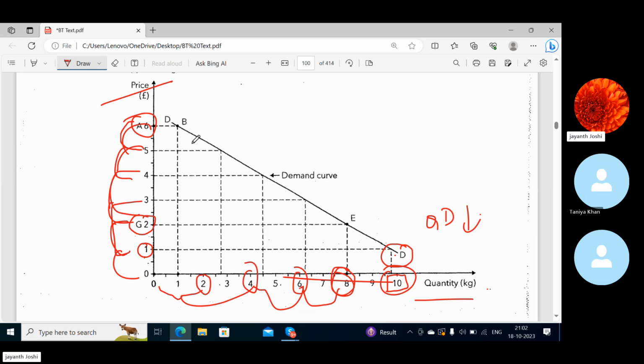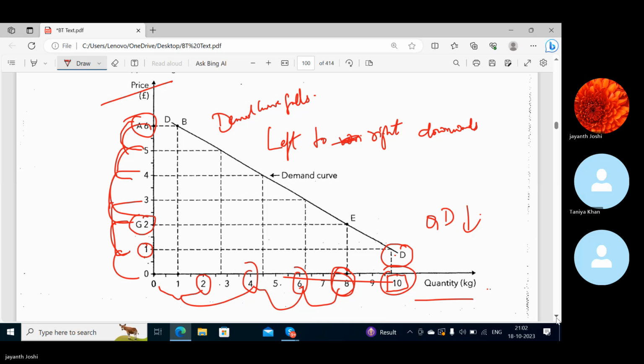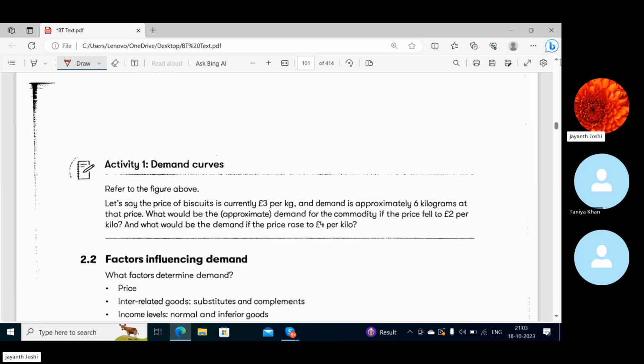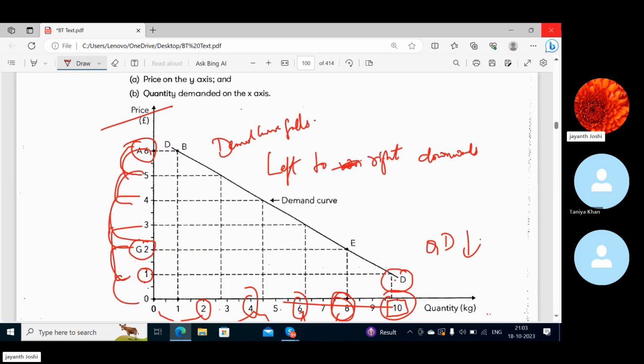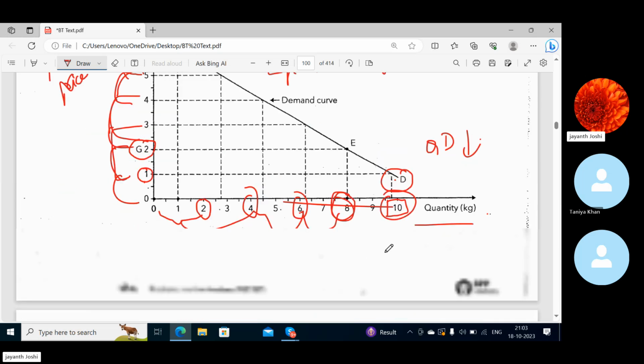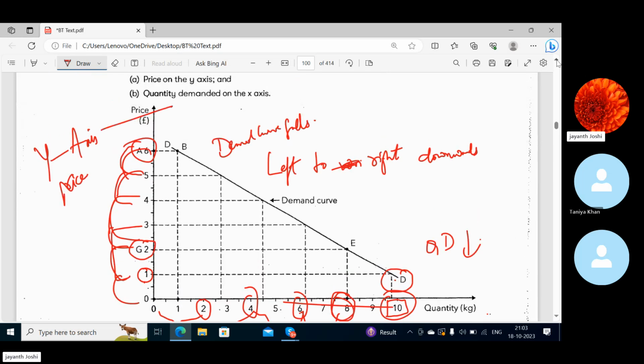So I've explained you the demand curve, and the demand curve is always falling from left to right downwards. Demand curve falls. Okay. So have a look through this diagram once again. I'll move forward. Always remember, whenever you are asked to plot a graph, the price comes on the y-axis and the quantity demand comes in the x-axis. Okay. Tell me, I'll move forward.